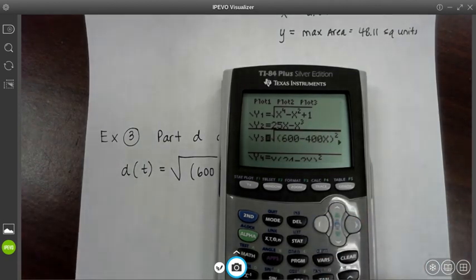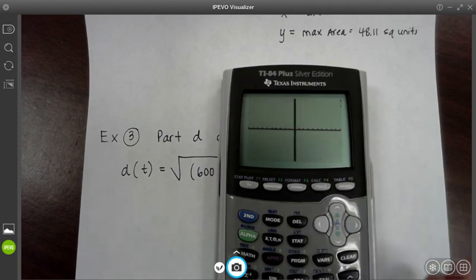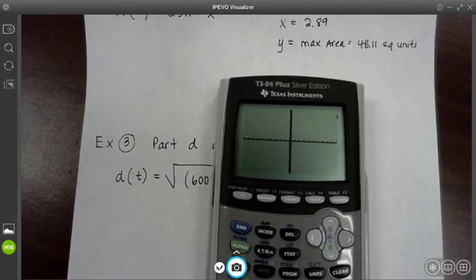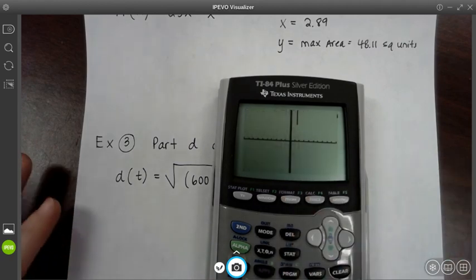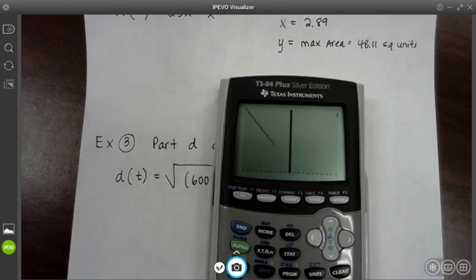All right, so now if I go to graph, again, I have the window setting from the last graph, so it may not be that great. I can see the wheel spinning. That's terrible. So if you want to go to zoom, option number 0, zoom fit, it will give you a better look at the graph.